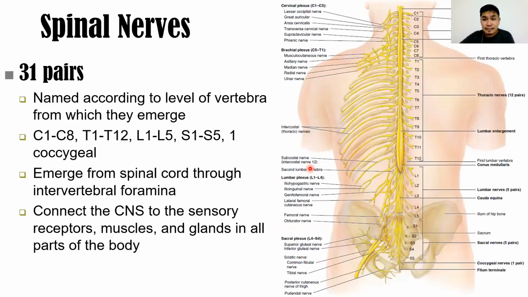Okay, so let's proceed with the spinal nerves. We have how many pairs? 31 pairs. Named according to the level of the vertebra from which they emerge. Yun nga, you have 31 pairs. They emerge from the spinal cord through the intervertebral foramina and connect the central nervous system to the sensory receptors. Sila ang magko-connect from the central part, no? Spinal cord to your muscles, to your sensory receptors, to your glands in all parts of the body, so that the message would be continuous.